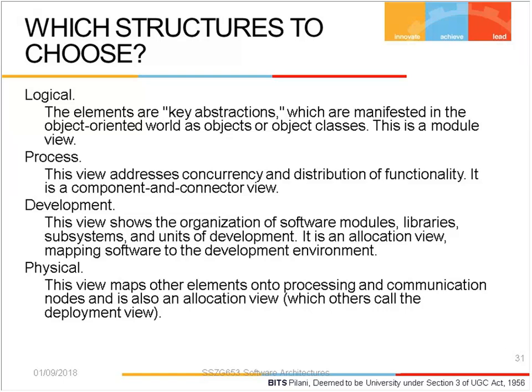Process is concurrencies, distribution of functionality, component and connector type of view should be there. Development is how to organize the software modules, what will be the libraries, what will be the subsystems, who will be developing, how do I allocate it to various people in the development team. And physical view has got to do with applying it to physical resources, which communication channels to use, what processes will be there, which servers will be used.